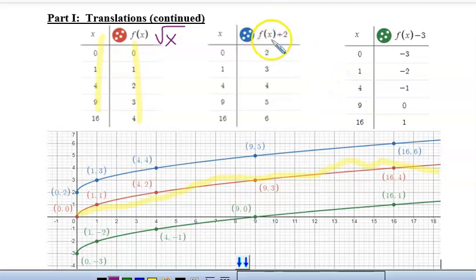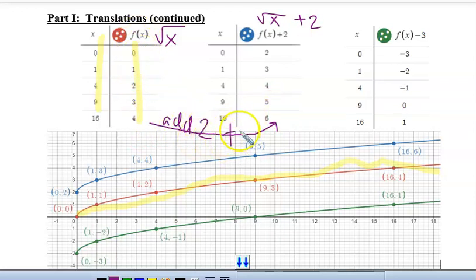Now this one right here, f of x plus 2, we're going to take the square root of x. On the outside of the radical this time, we're going to put our plus 2. So notice the positioning is outside of the radical. You'll notice that all of those x values remain the same. And we know from class today that this plus 2 on the outside is going to make our graph go up 2. Therefore the y values are going to be 2 higher than the original y values from the parent. So we're going to add 2 to your y values.